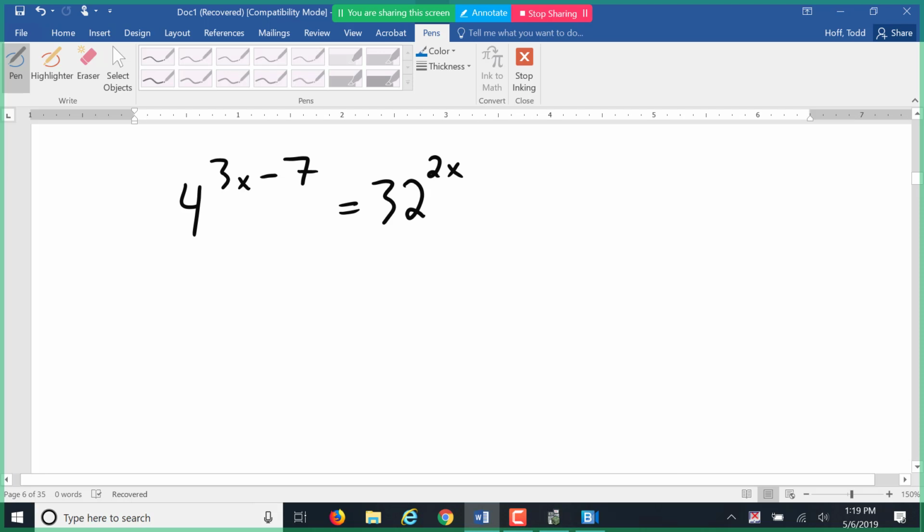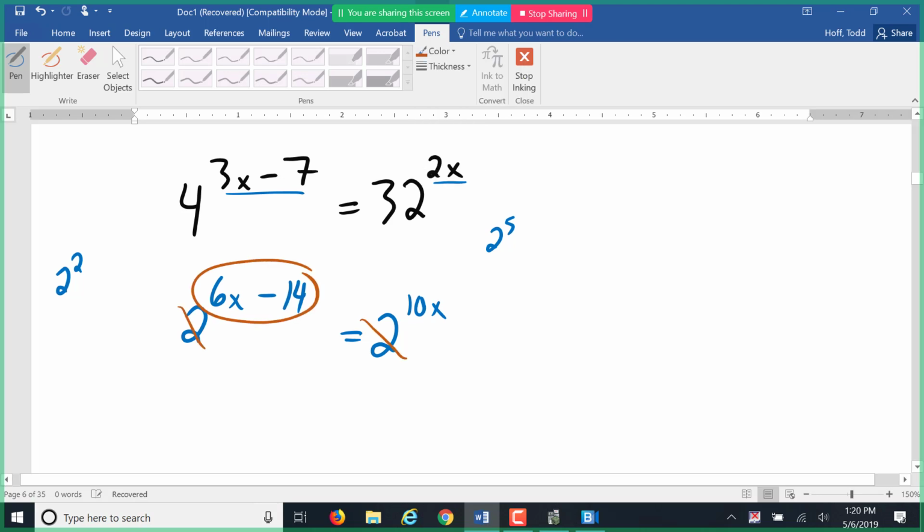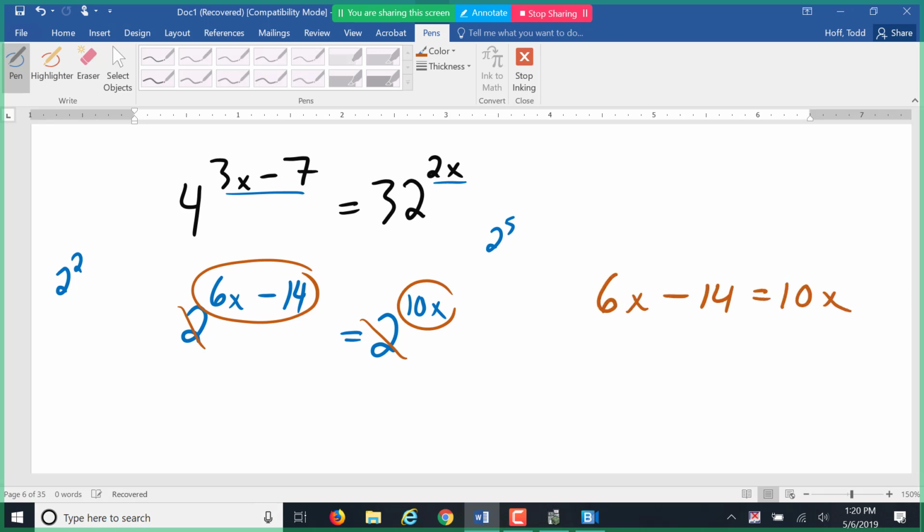4, of course, is going to be 2 to the power of 2. Raising that to the 3x minus 7, that'll be 2 to the 6x minus 14. 32, of course, is 2 to the power of 5. Raising that to the 2x, that's going to be 2 to the 10x. Which gives us, as we eliminate our base of our exponents, 6x minus 14 equals 10x.